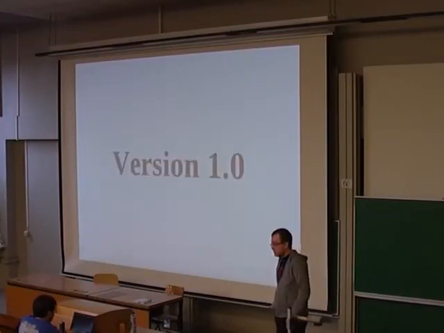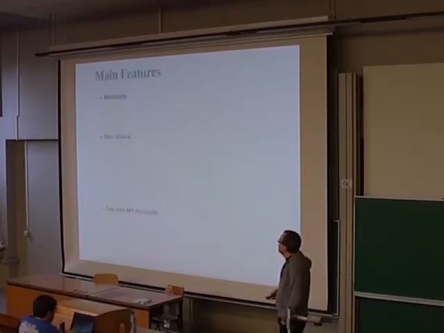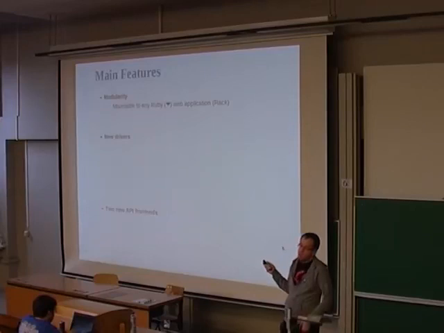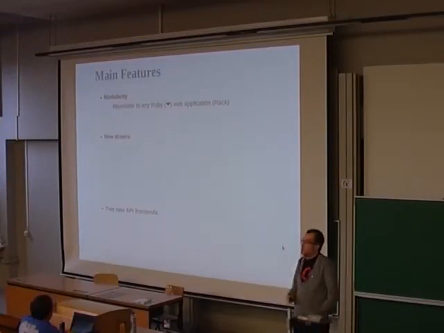So let's skip to version 1. There are 3 main features I want to highlight. First is we add the modularity support. Since we are a Ruby project, Deltacloud is written in Sinatra. We are not Rails, so it's a very small, simple application.